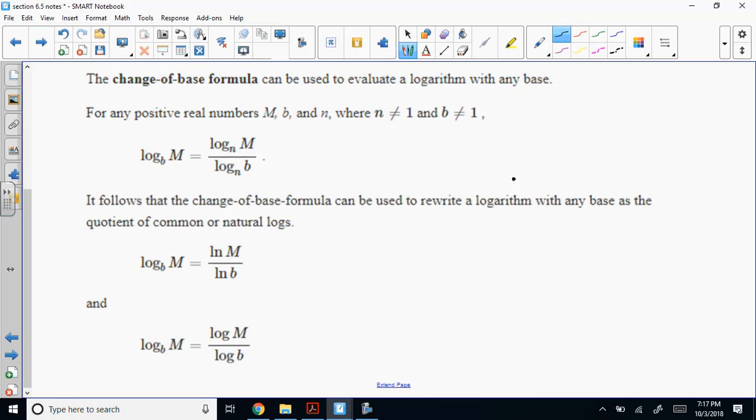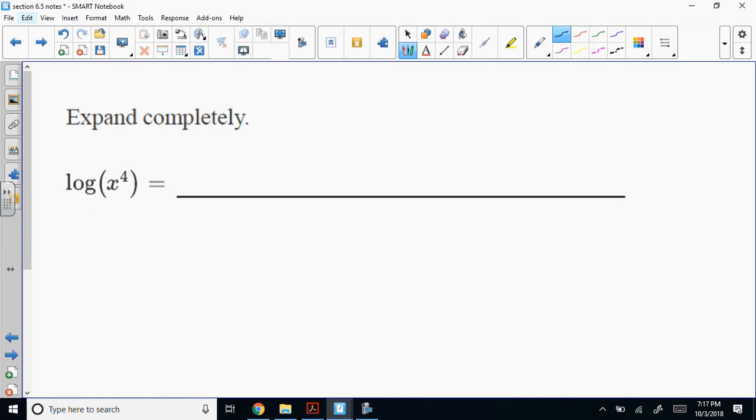Now, let's go have some fun. Let's go nerd out. Expand that right there. Well, there's not but one property that I see. How many properties do you see? Just one? Which one is it, y'all? Yeah, but what property? Yeah, it's the power property, right? We're going to put that 4 in front. So it'll be 4 times log of what? X, right? So that's expanding it, right? Any questions?